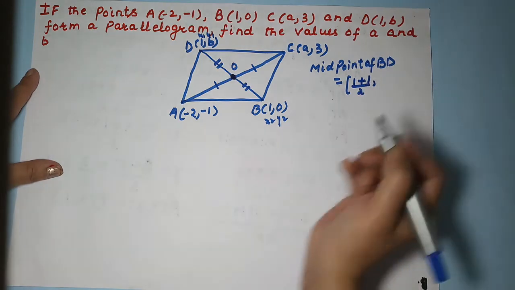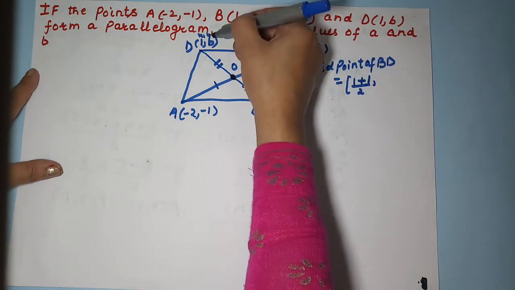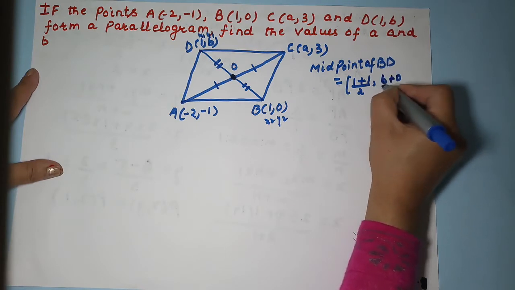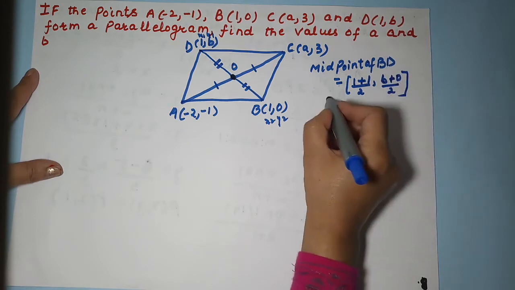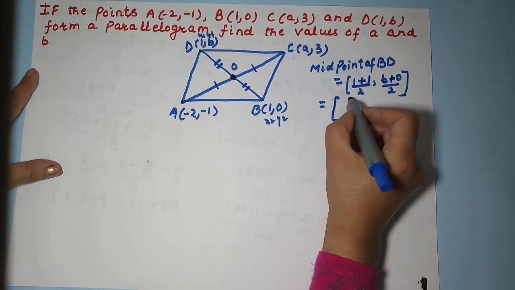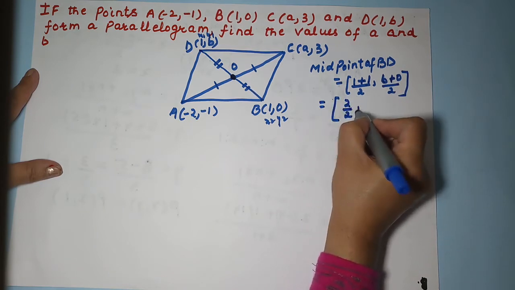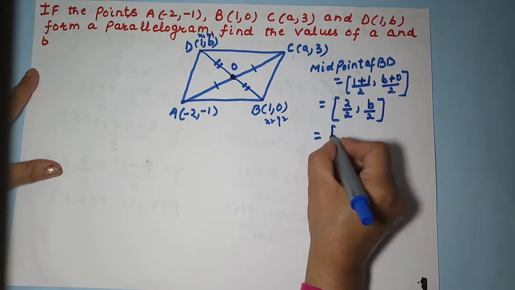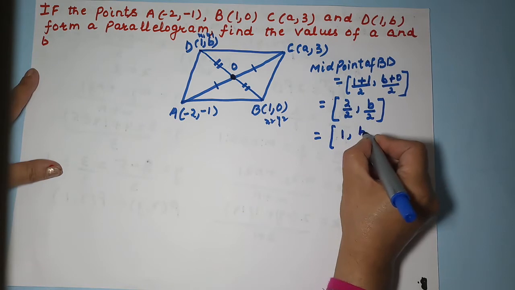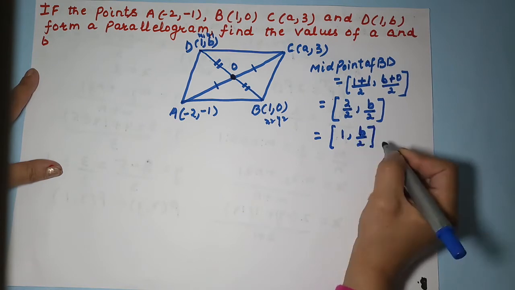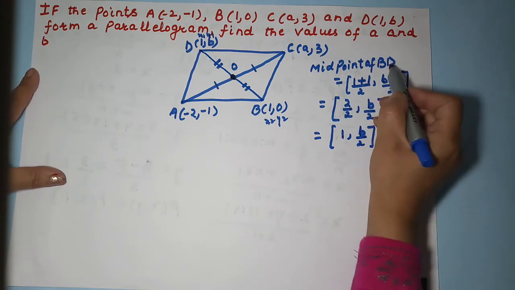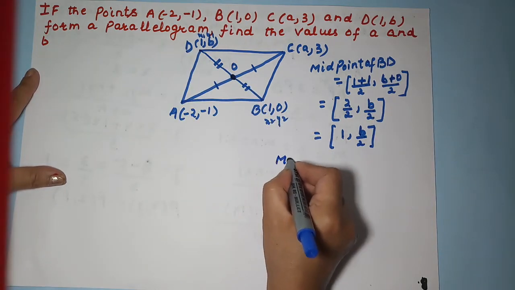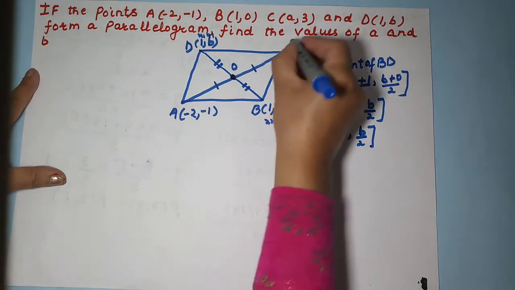And what will be its y coordinate? (y1 plus y2) by 2, that is (b plus 0) by 2. So the midpoint of BD is (2 by 2, b by 2). What is 2 by 2? It is 1. So (1, b by 2) are the coordinates of the midpoint of diagonal BD. Now let's calculate the midpoint of diagonal AC.